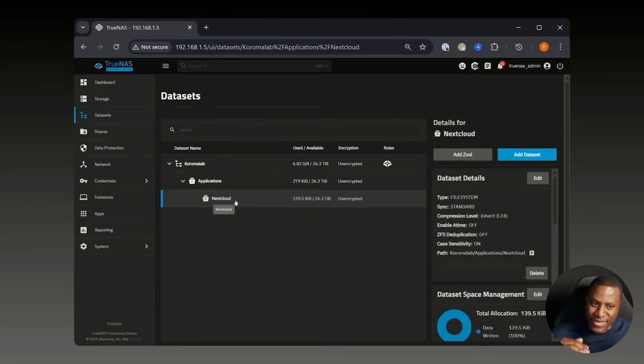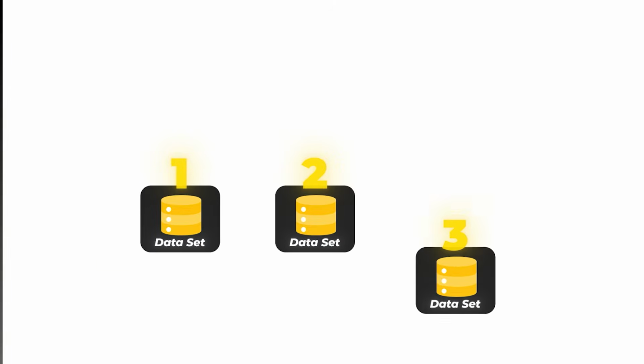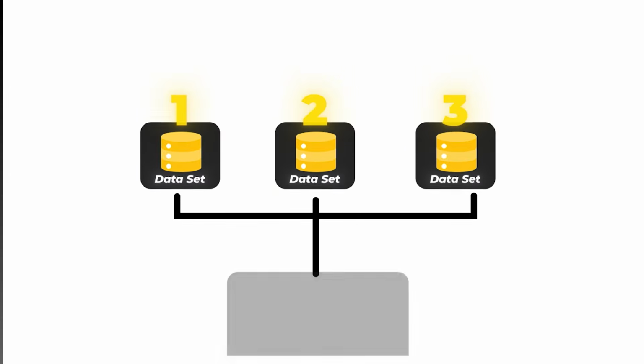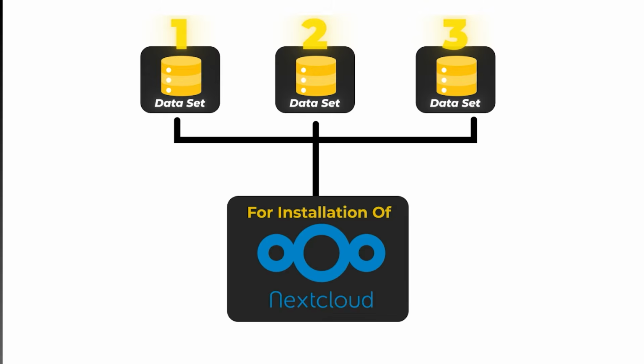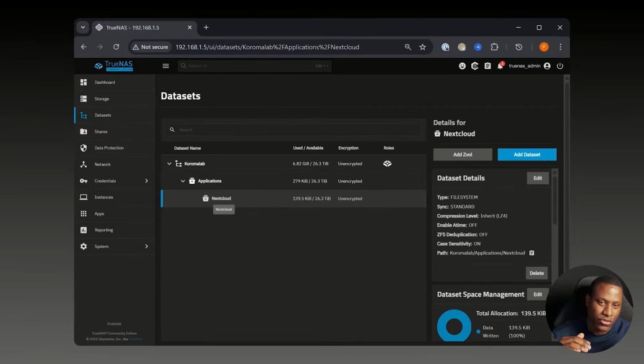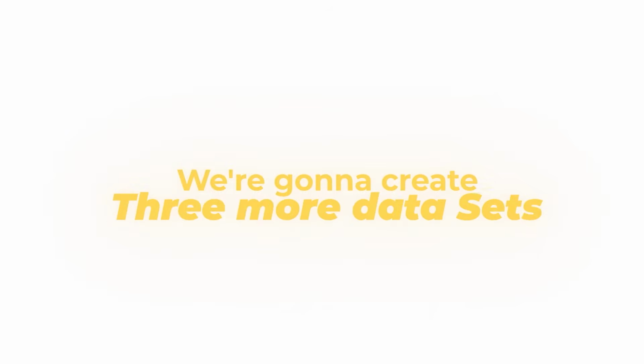Now we're going to break that down a little bit more because we're going to need 3 datasets to be able to go through the Nextcloud installation. And again, it's very important to keep things very organized when you're building an environment, because as you start building more and more, it might get a little bit crazy. And if you keep things organized, it's a lot easier to build things, know where things are, and not have things all over the place. So in here, we're going to create 3 more datasets.